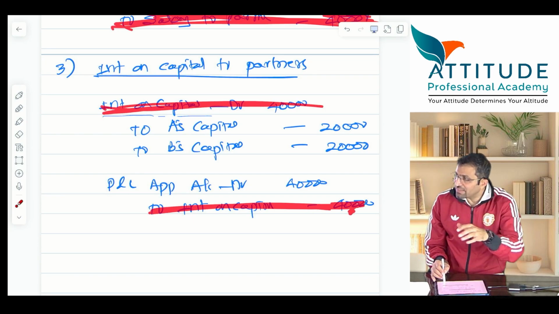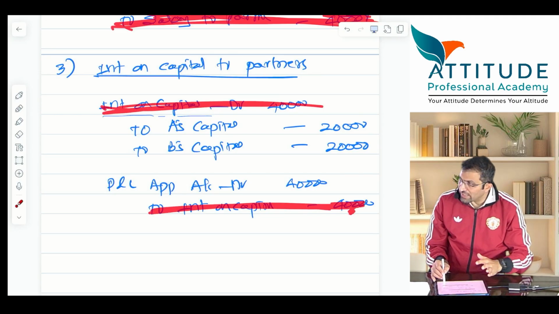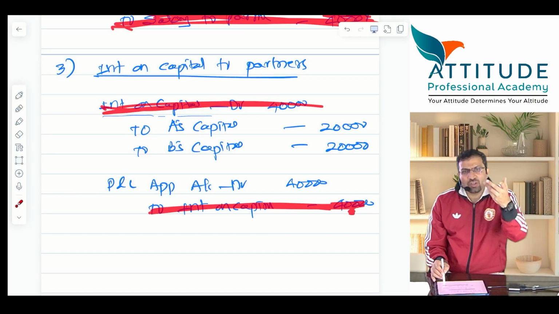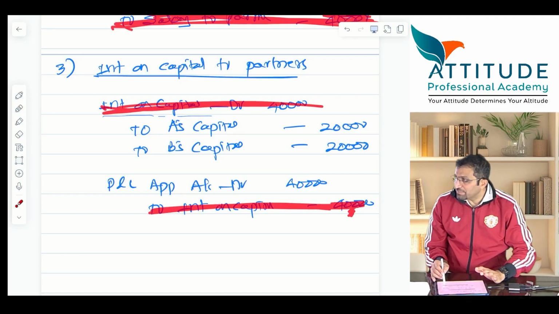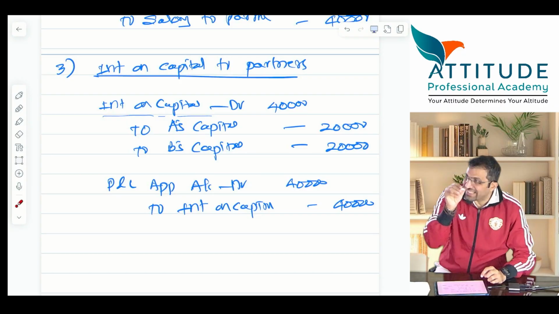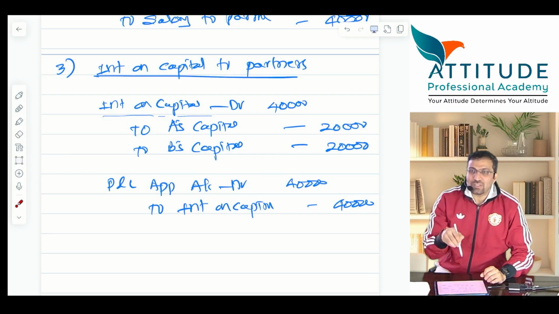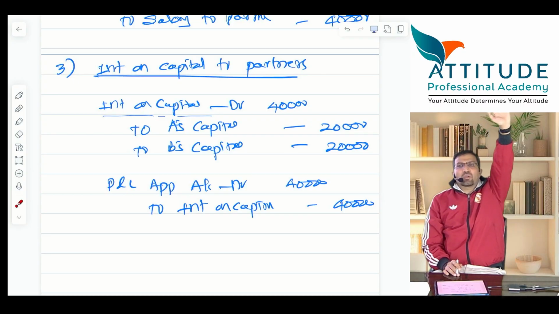Whether it is salary or interest, instead of passing these two entries, I can always say P&L appropriation account debit to partners capital, for salary as well as interest. But why don't we pass this entry? Why do we pass two entries? Because we want to show that this is salary and this is interest on capital. That is why we pass two entries. Understood? Is that clear?